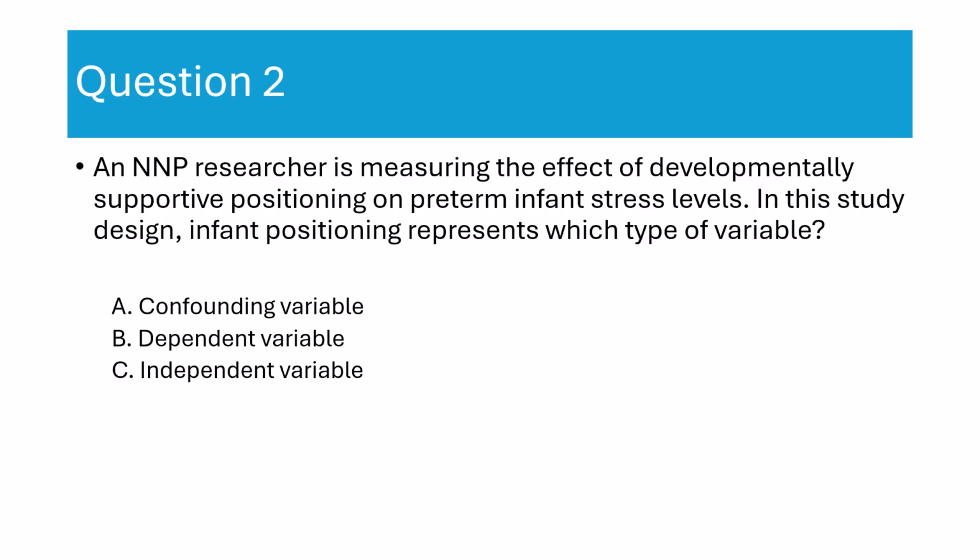Independent variable. The independent variable is the one manipulated by the researcher. In this study, the researcher is manipulating infant positioning, the intervention, to observe its effect on stress levels, making positioning the independent variable.